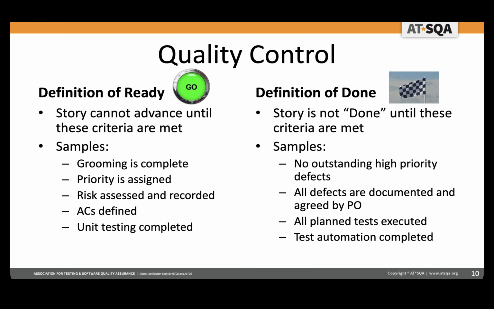Now, some of the most critical things in an Agile project is to ensure that you have some quality control. And that's usually done with the combination of the definition of ready and the definition of done. And these become basically the quality gates. So the definition of ready basically means that a story can't advance until all of the criteria are met. And for example, for these, it might be that grooming is complete, the priority has been assigned by the product owner, risk has been assessed and recorded and agreed by the team, the acceptance criteria have been defined, unit testing has been completed. And usually with unit testing being completed, it's also got some coverage parameters as well.